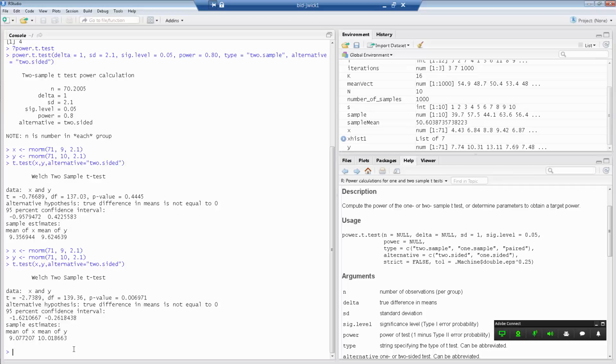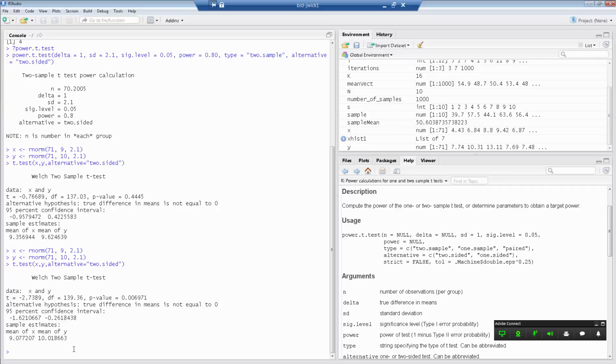Notice the same truth exists, right? A sample of size 71 with a mean of 9 and a standard deviation of 2.1, another sample of 71 with a mean of 10. I'm comparing those 2 groups, and these are random samples from the same populations with this mean of 9 and this mean of 10. One produces a p-value of 0.4, one produces a p-value of 0.006. I'm going to guess if I did this again, I would get another statistically significant difference.